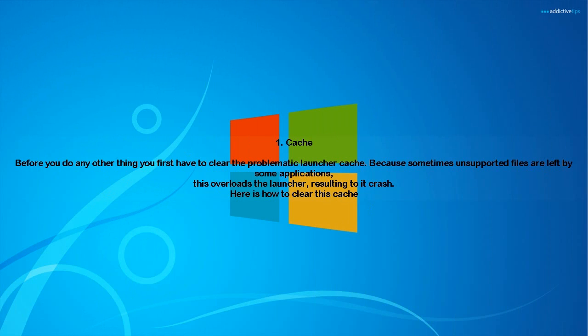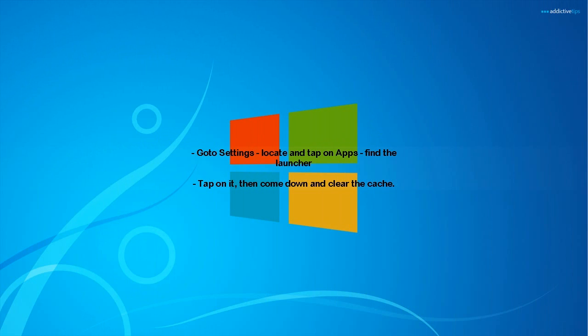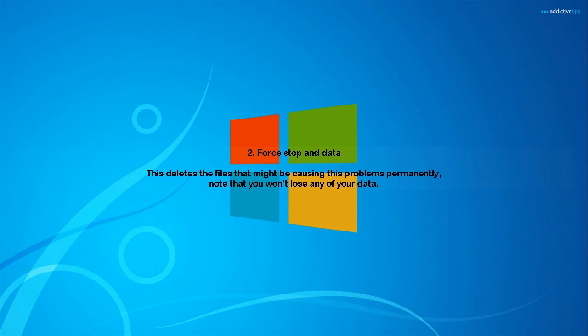1. Cache. Before you do anything else, you first have to clear the problematic launcher's cache, because sometimes unsupported files are left by some applications, which overloads the launcher, resulting in its crash. Here is how to clear this cache. Go to Settings, locate and tap on Apps, find the launcher, tap on it, then come down and clear the cache.